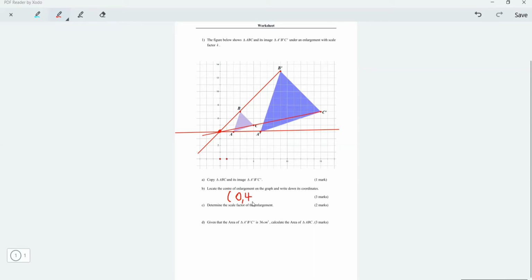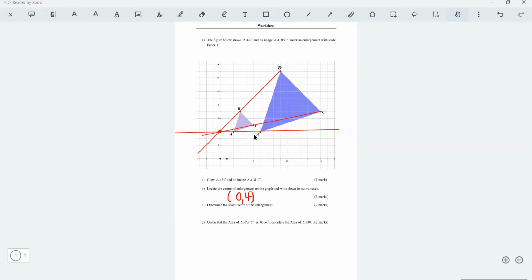Now the next thing they want us to do is to find the scale factor. To determine the scale factor, remember I told you it is one side over another side. So we need to find the length of, you can use any one you want. You can use maybe the length of AC over A prime C prime, or maybe you can use AB over A prime B prime. That's how we find the scale factor.